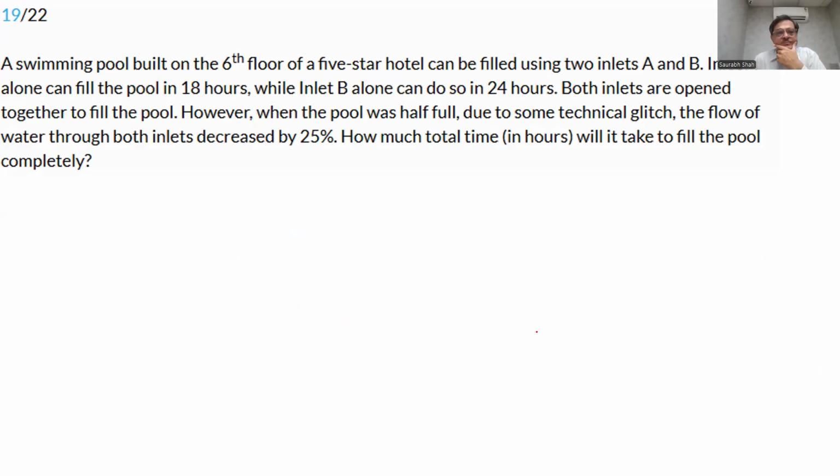Okay, the 19th question. One tap can fill it in 18 hours, the other in 24 hours. LCM is 72. Let us assume that the tank is 72 liters. The speeds become 4 and 3. Half of the tank is filled with the combined capacity 4 and 3, 7. 36 liters is filled with the capacity 7. The other half of the tank, 36 liters, is filled with a capacity reduced by 25%, so 1/4 is removed and it becomes 3/4.